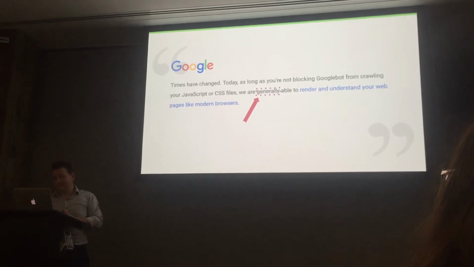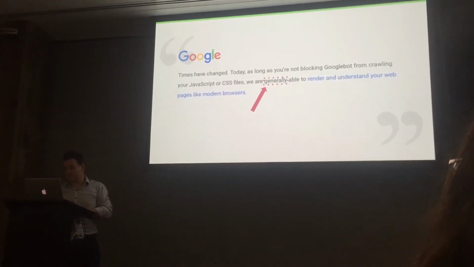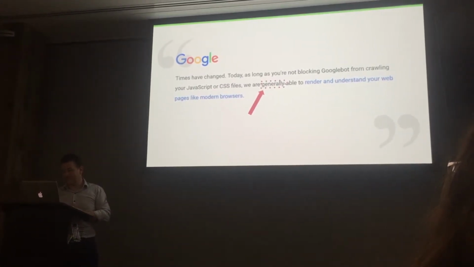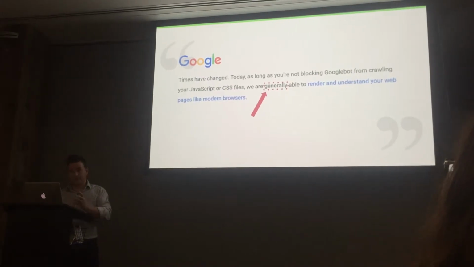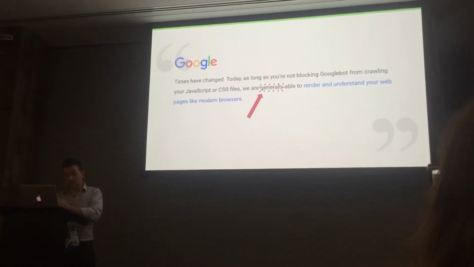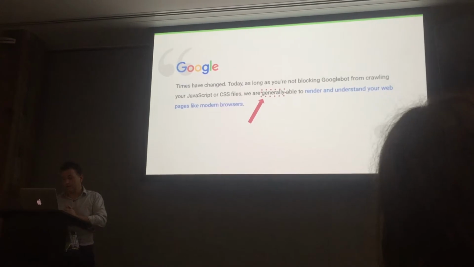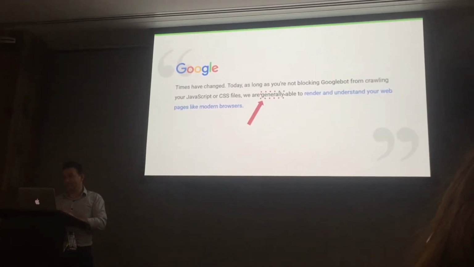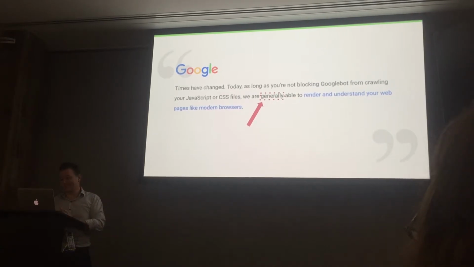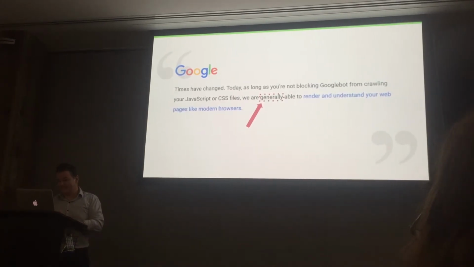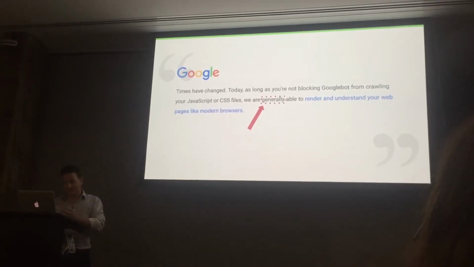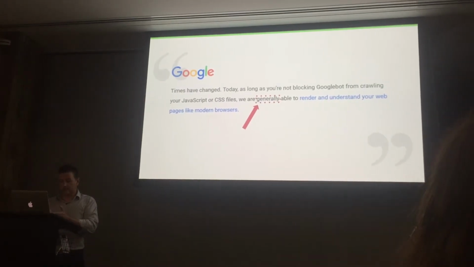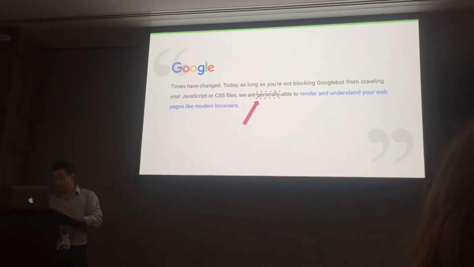So you'll notice the word there. This must have been written by their legal team. Generally able to. So there's an element of doubt there. If something is in JavaScript, they may or may not get it. If I was a plumber and I said, I could generally fix your taps, that doesn't incur a lot of confidence. So as a general rule, Google can read JavaScript, but they may not execute it.